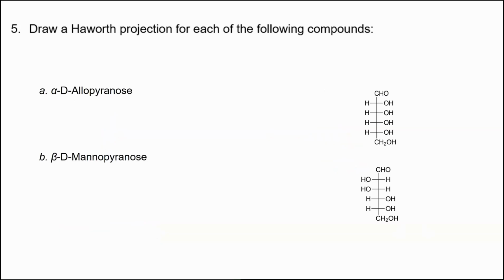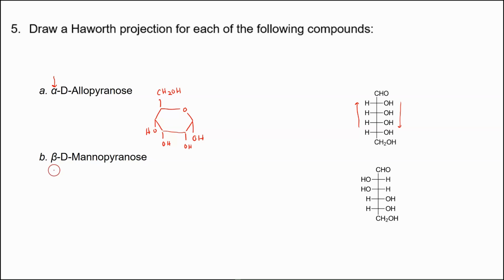All right, question number 5 is asking us to draw a Haworth projection for each. So we're looking for the alpha, which means that our O is down. And remember, all the groups on the right side are down, left side is up. So all of our things should be down. We have 1, 2, 3, 4, 5, 6 carbons, so I will have a 6-membered ring. Our OH is down because it's alpha. And then everything else around the ring was also down. All right, so that's how you do this one.